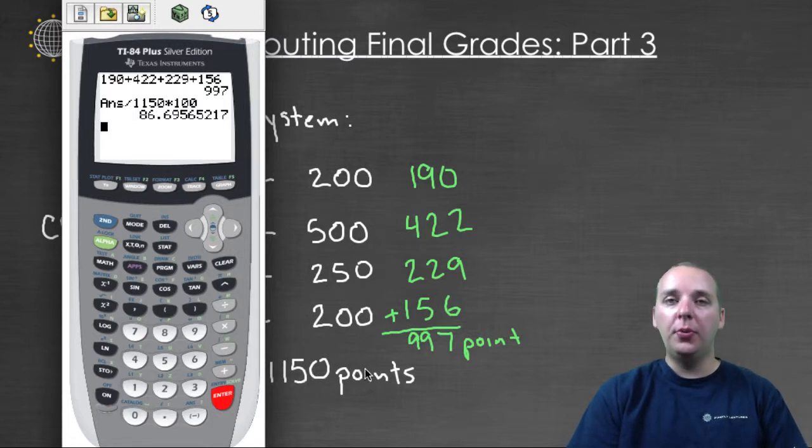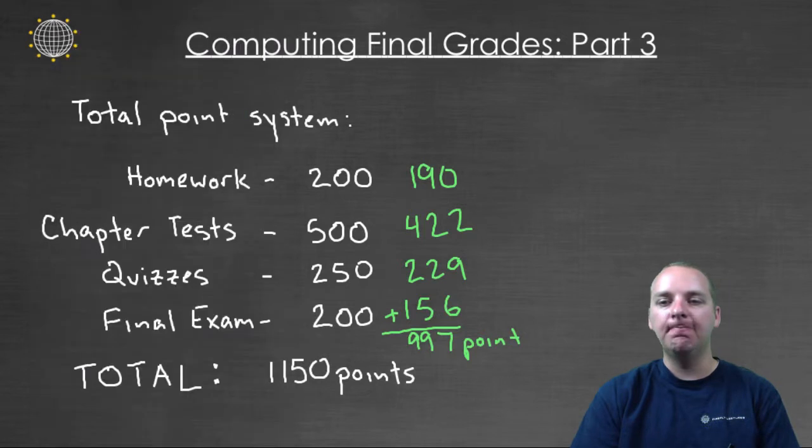So if we got all the points, 1150 out of 1150, we got a 1, and 1 times 100 would be 100. So we would have 100 in the class if we had all the points, but we didn't. We were a little short, so our grade is an 87.